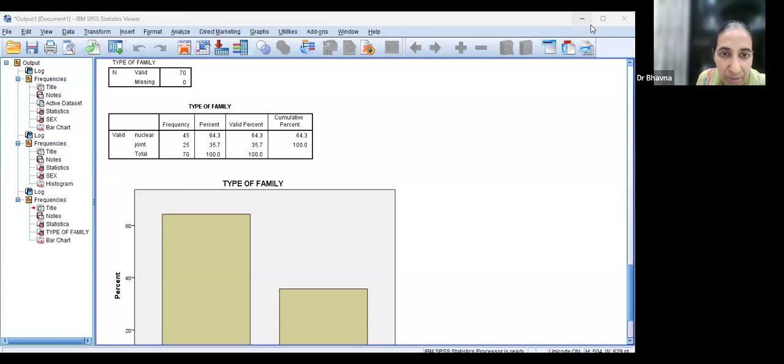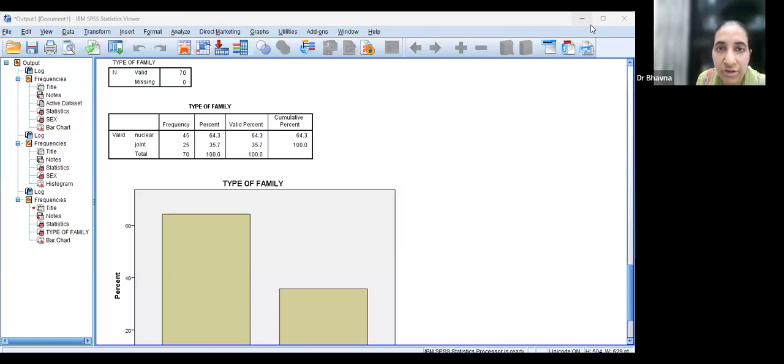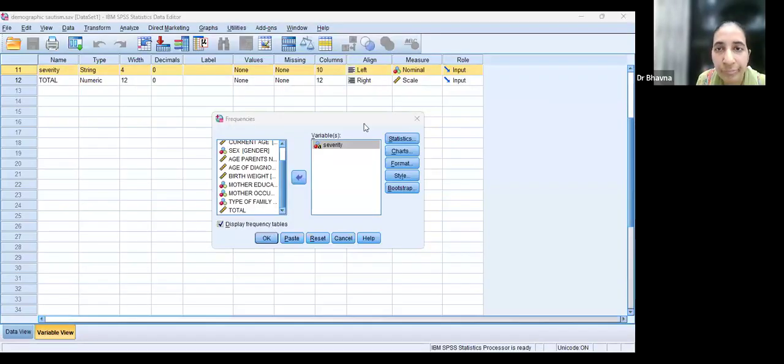I hope my screen is visible. Severity. Charts. It's not. Okay, visible. Just a second. I'll share it again. You can see my screen now?